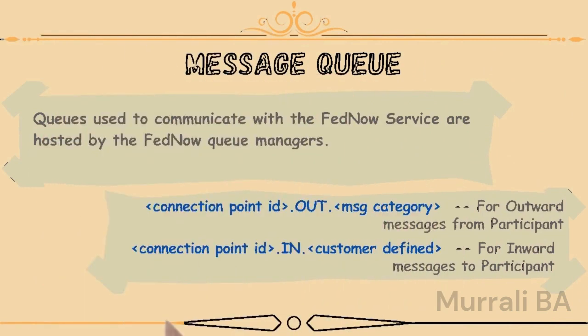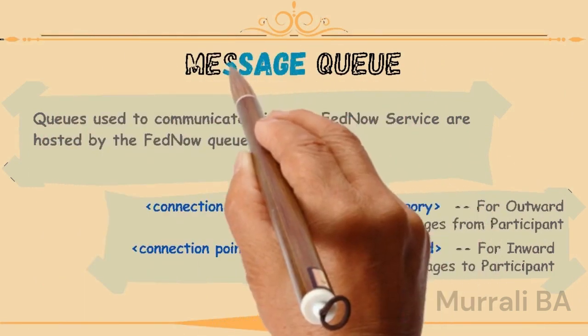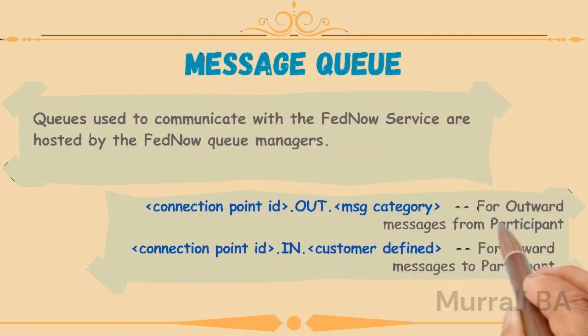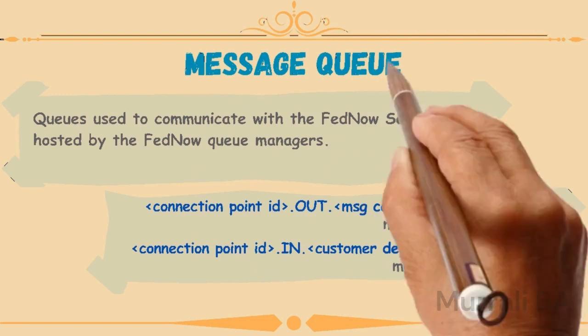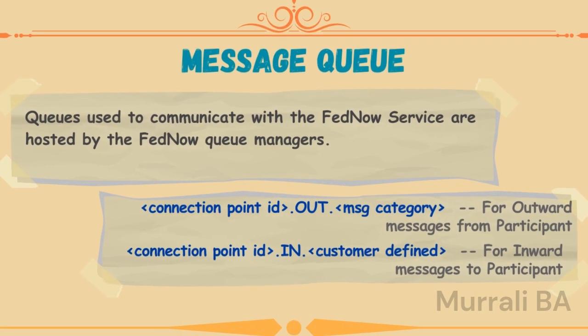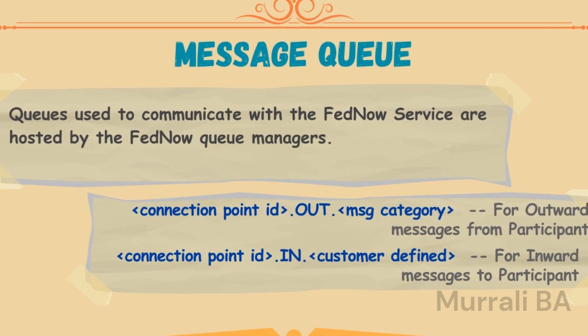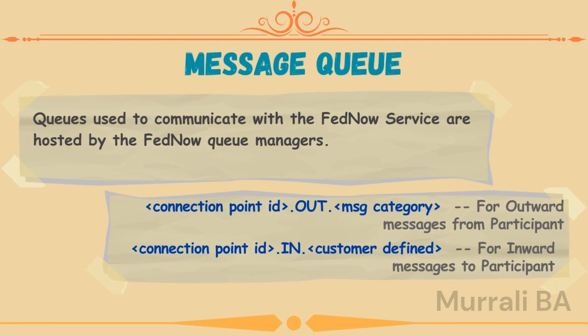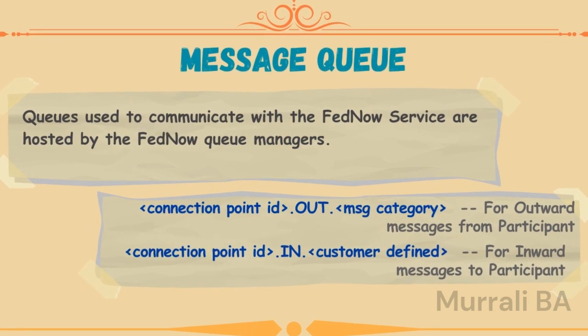So, out queues carry the message to the FedNow. The connection point ID is defined by the FedNow, and the message category is used to restrict the queue to be used for specific message only. On the other hand, in queues carry the message from the FedNow. So the connection point ID is defined by a bank and message category is not used here. Rather, a bank can even have one queue for all messages.